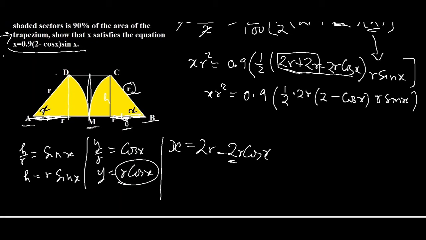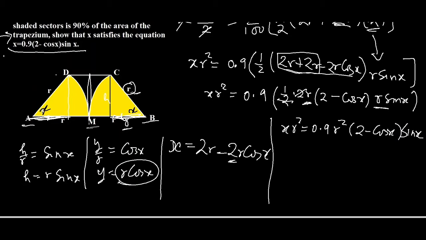Alright. So this 2 and this 2 get cancelled out. So we will have x r squared on this side, 0.9 on this side. Now this r and this r will give us r squared, and 2 minus cos x, sin x. Anything else? Not really. So r squared and r squared get cancelled out. We are left with x equal to 0.9 (2 minus cos x) sin x, and voila, it is what they wanted.